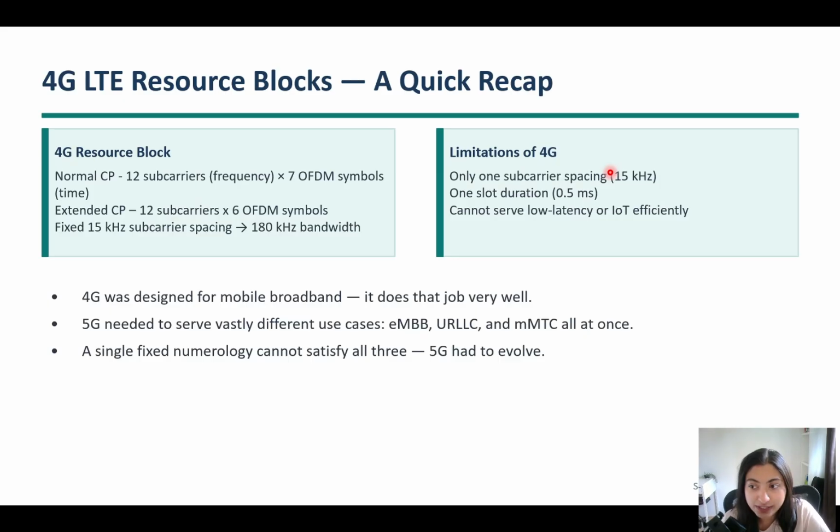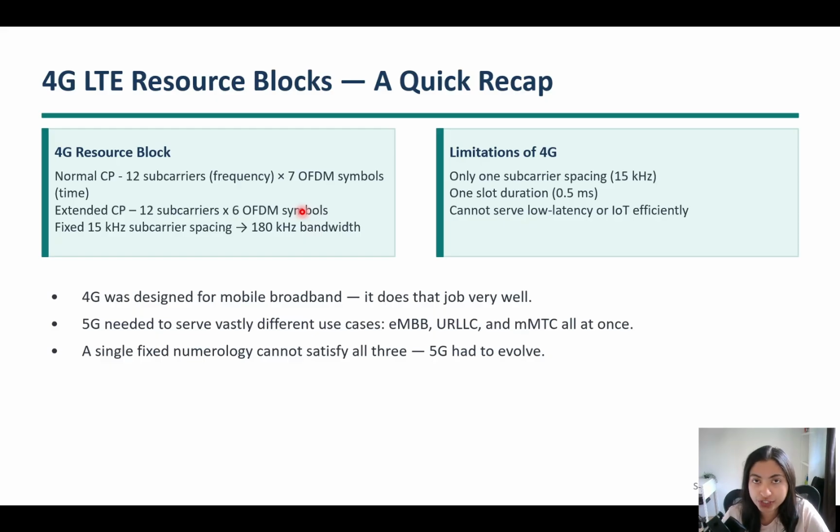Before diving into 5G, let's quickly recall 4G LTE. A 4G resource block is a two-dimensional object. For normal cyclic prefix, there are 12 subcarriers in the frequency domain and 7 OFDM symbols in the time domain. For extended cyclic prefix, there are 12 subcarriers in the frequency domain and 6 OFDM symbols in the time domain in a single resource block. So the total bandwidth is fixed at 180 kHz. This was clean and simple, and it served mobile broadband brilliantly.